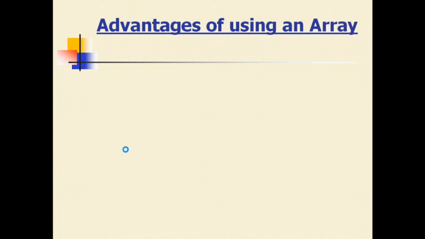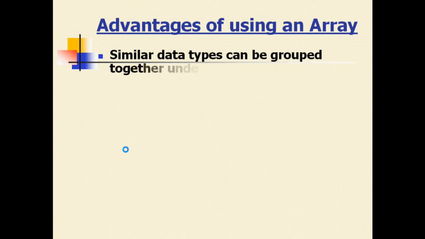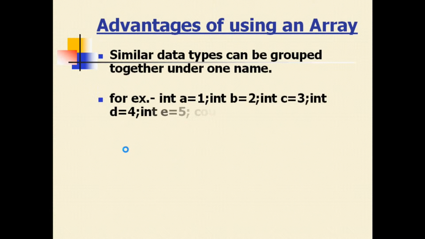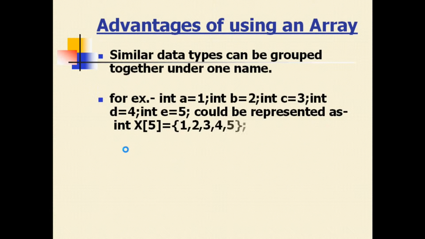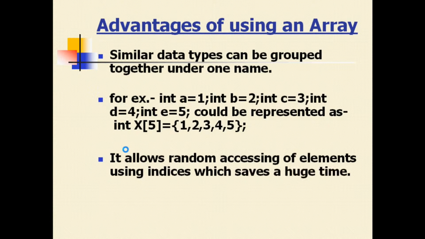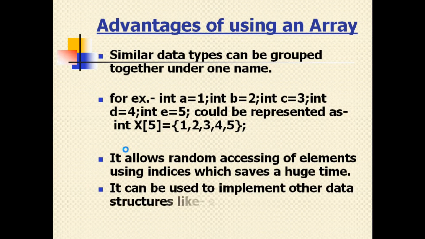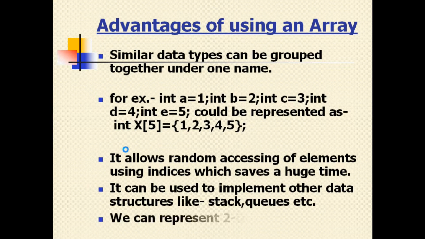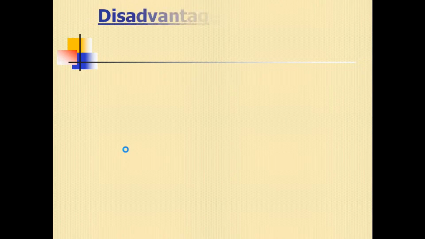Now, the advantages of using an array. Similar data types can be grouped together under one name. Another one is, for example, int a = 1, b = 2, etc. can be represented in a single expression. It also allows random access of the elements using indices, which saves a huge amount of time. It can be used to implement other data structures also, like stack, queue, etc. We can represent 2D matrices using an array.